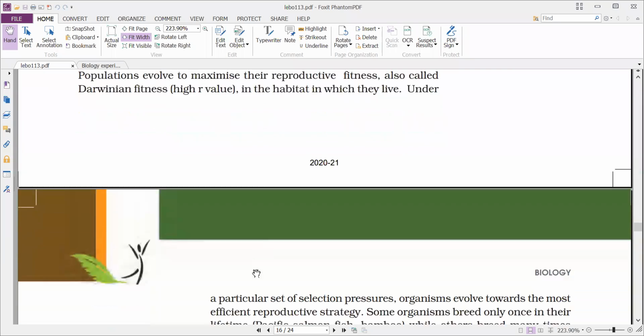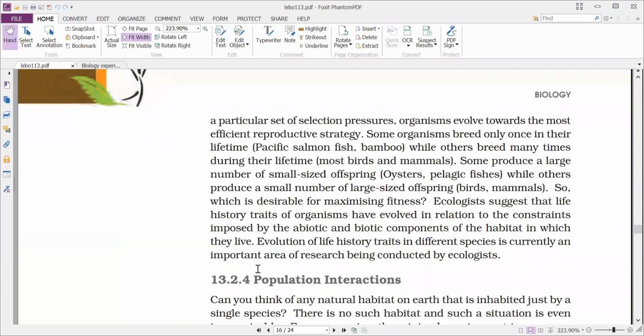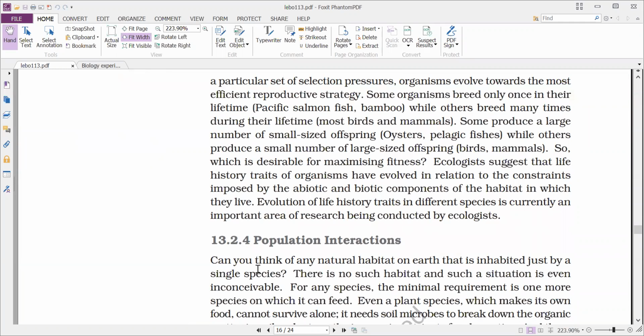So when you observe here, under a particular set of selection pressures, organisms evolve towards the most efficient reproductive strategy. Even though there are some restraints to reduce the population of that organism, the organisms are still developing different reproductive strategies to produce a large number of population, or to increase their population.